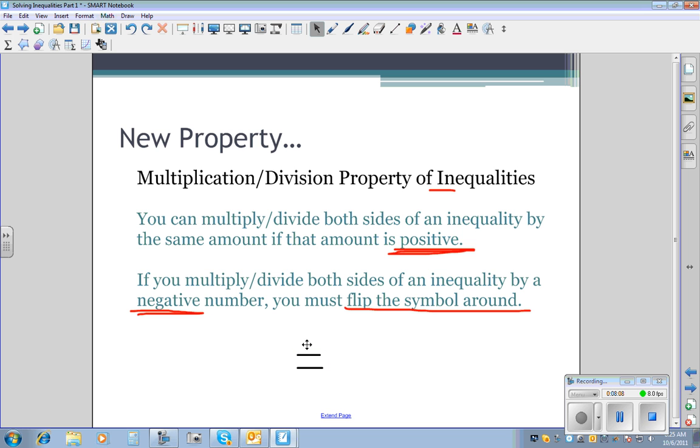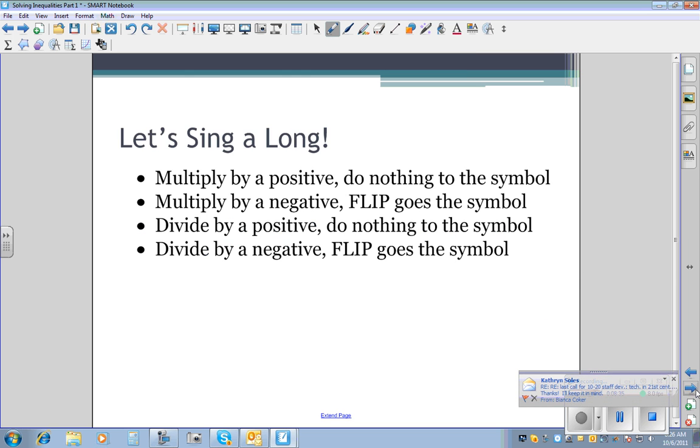Well, we flipped our equation too, but when you flip it, guess what happens? It's the same thing. So we never really noticed it before, but we were actually flipping this before, but our equal sign didn't change. Now, this property is going to cause us some trouble, and I can tell you right now, there's going to be some of you on the test that are going to miss this. And so we've made a little song for you.